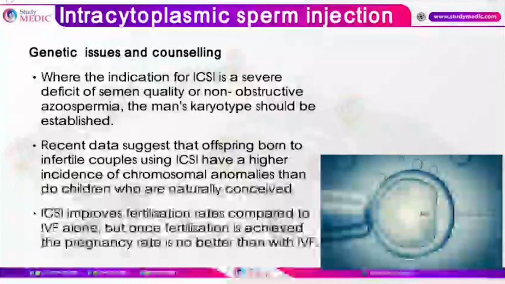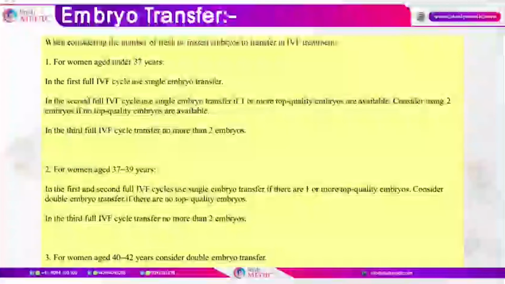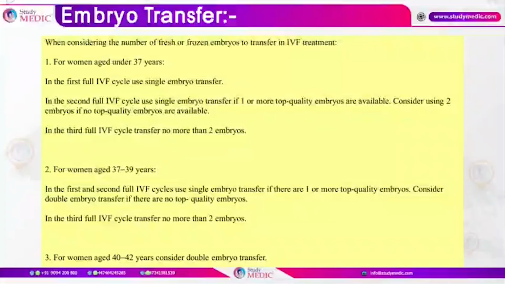ICSI improves the fertilization rate because we are breaking the barrier of fertilization by directly injecting the sperm inside the egg. So it improves the fertilization rate compared to IVF alone. But once fertilization is achieved, the pregnancy rate is no better than IVF. So at the end of the day, that is the very important crux of the story: giving ICSI to everyone doesn't give any add-on benefit.